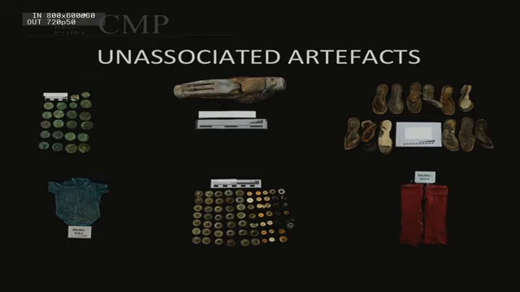It's the same for the unassociated artifacts as well. The clothing or the artifacts which are not in direct contact with the remains are listed as unassociated artifacts, and we show all these artifacts to the families during the family viewing. And if they recognize something, we can give it to them and they can take it and bury it.